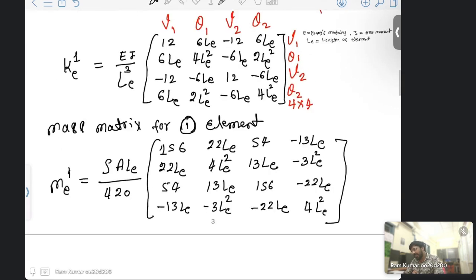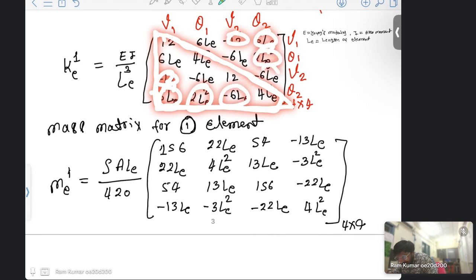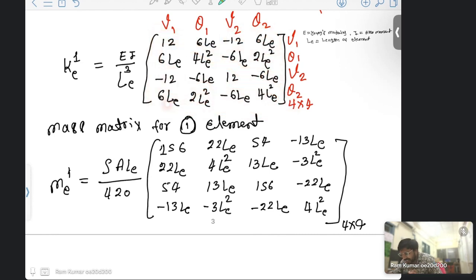Okay. One thing I want to tell you here, these are 4 cross 4 matrices, and they are symmetric. So you can check, if I draw one triangle here like this, then you can see that this is a symmetric matrix. Like minus 12, minus 12, 6L, 6L, 2L square, 2L square, minus 6L. So this will be a symmetric matrix.